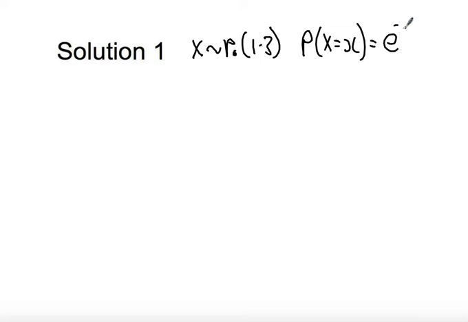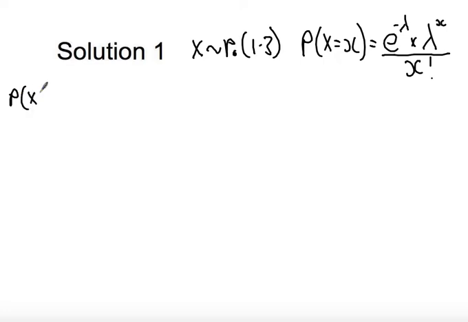So starting off, as I said, state the distribution we're using. So X is distributed with Poisson mean 1.3. We know that probability X is equal to x is given as e to the minus lambda times by lambda to the power of x over x factorial.